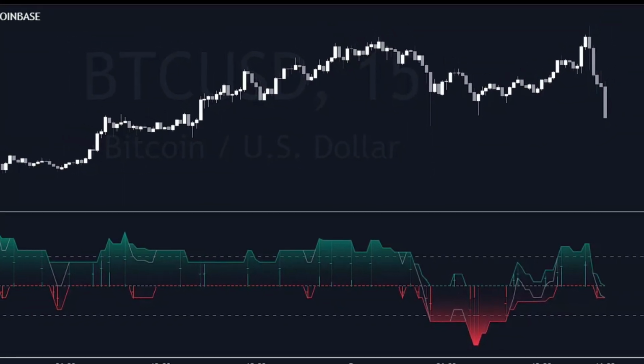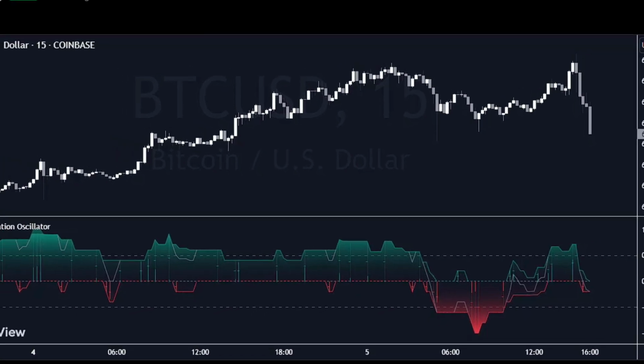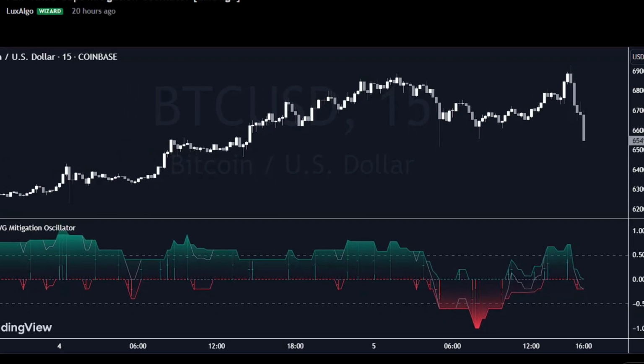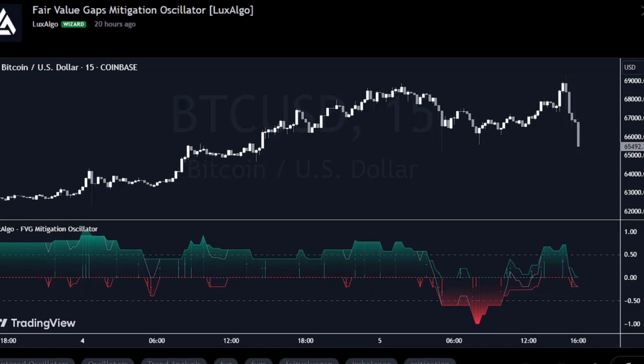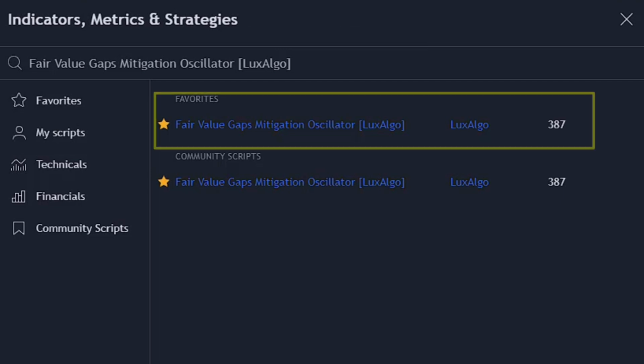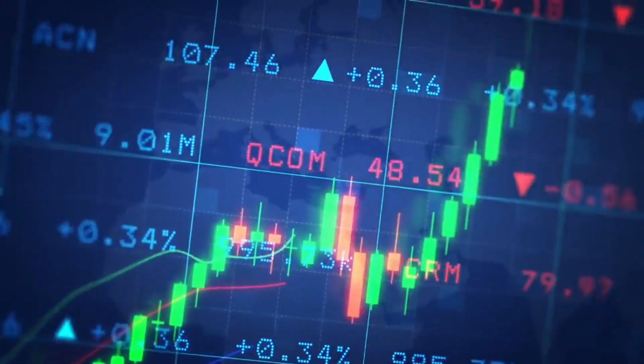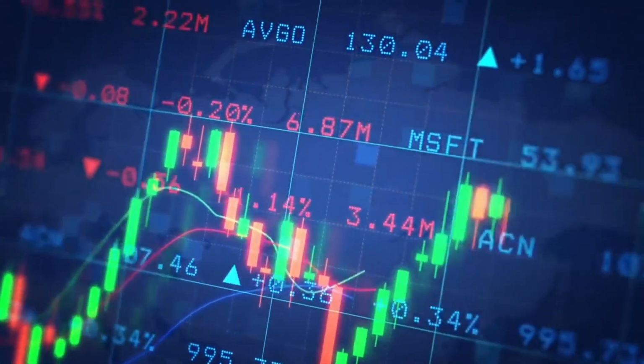Today, we're diving into a brand new trading indicator that's been making waves on the TradingView platform. The fair value gaps mitigation oscillator. You can see it's so fresh that not so many traders even know about this gem as of today. I'm recording this video and it's suitable for trading on the vast majority of pairs like crypto, Forex, indices, you name it.